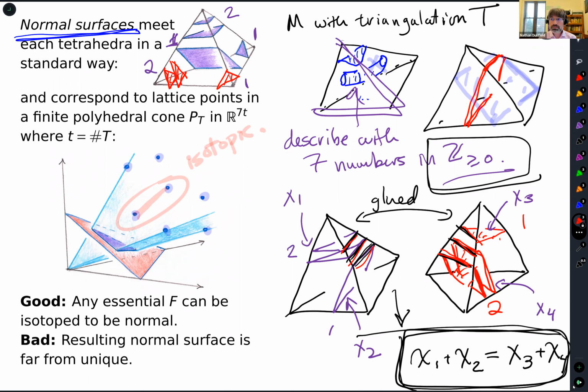About the good result we have, does it depend on the triangulation? No, this is true for any triangulation. For any triangulation and any essential surface, you can always isotope the surface to be normal.